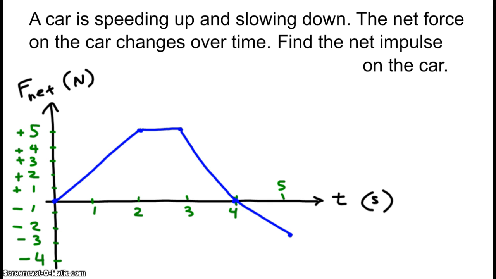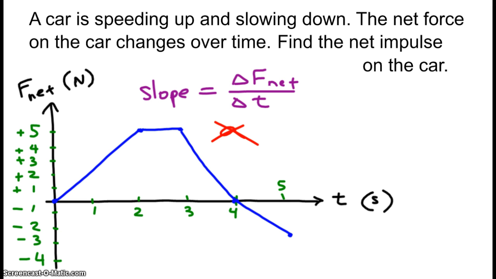Okay, what do we have here? There's a trick to using these graphs. You might guess maybe the trick is slope. Use the slope of the graph to answer the question. Well, as it turns out, slope is rise over run, change in y over change in x, and delta F net divided by delta t doesn't equal anything. It's not the acceleration, it's not the change in momentum, it's not the net impulse. It's not anything. So slope is useless to us.